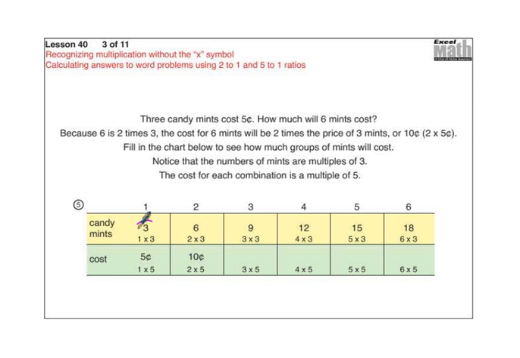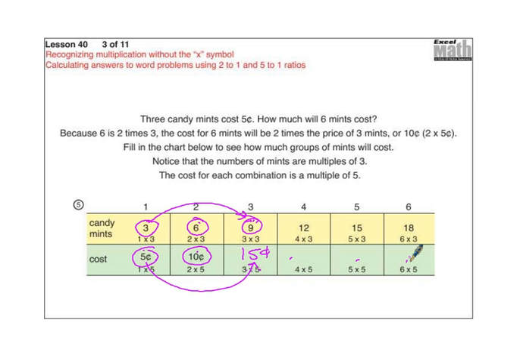So we have 3 candy mints for 5 cents, 6 candy mints for 10 cents, 9 candy mints for, well, here's the pattern, 3, 6, 9, 5, 10, 15 cents, right? Or 3 times 5 is 15. Think of it this way. If you get 3 times the mints, or 9 mints, you should pay 3 times the money. Because when you get 3 for 5 cents, you're buying 3 times the number of mints, so the cost is 3 times as much.